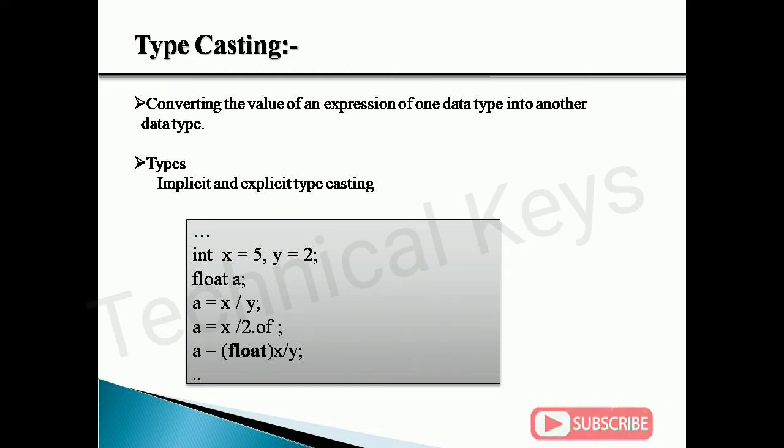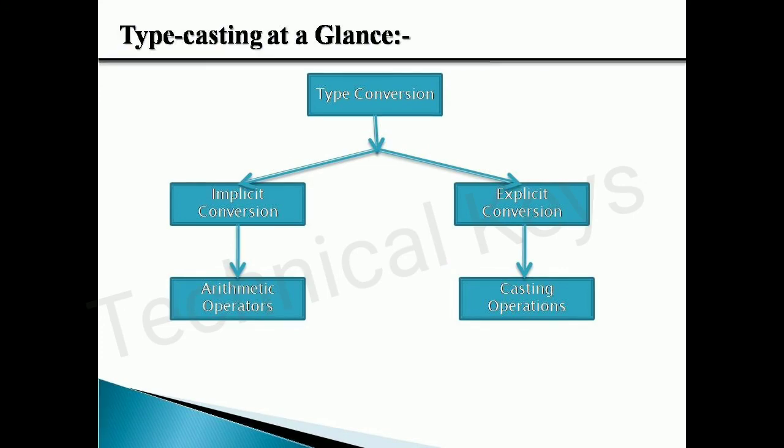Mostly you will find the explicit one itself, because most of the time we don't know what the values are, so you go for the explicit part. But if you know the x part and the y part, then you can go for implicit also. The basic concept of typecasting is, just for a temporary purpose, considering one data type as another data type. Clear?